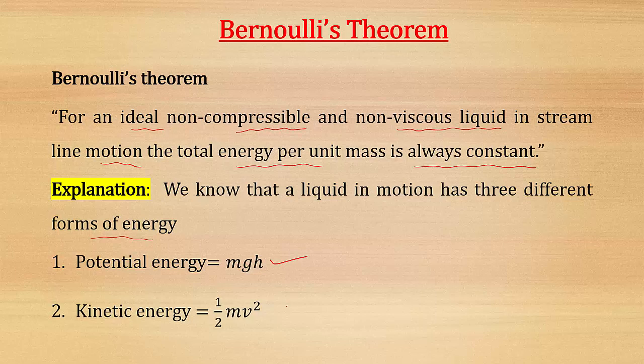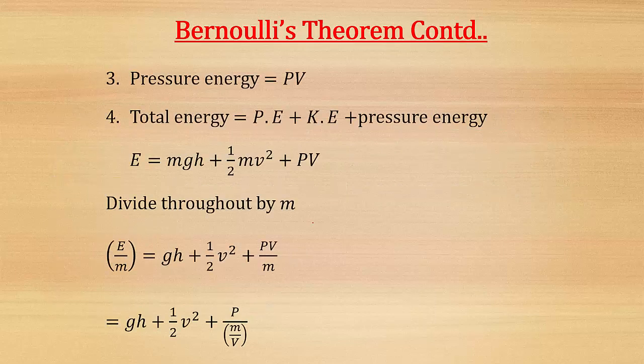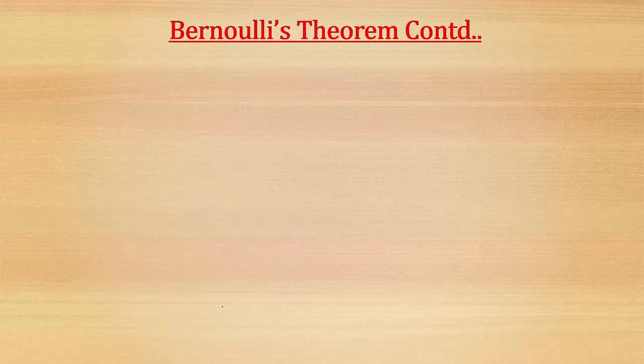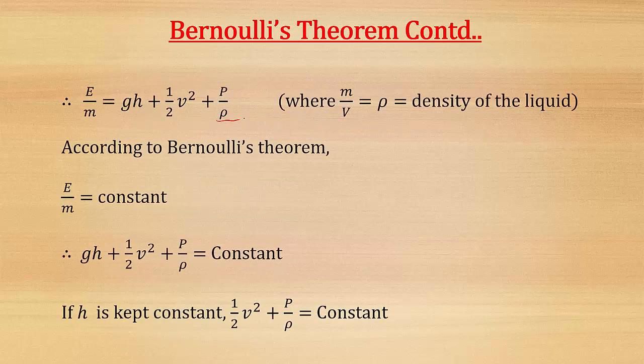Potential energy is mgh, kinetic energy is half mv square, pressure energy is P into V. So the sum of all these energies gives mgh plus half mv square plus P into V. Dividing throughout by m because we want per unit mass, m will get cancelled. So this is the final equation, or we can also write it as gh plus half v square plus P divided by m by V. In place of m by V we use density, that is rho.